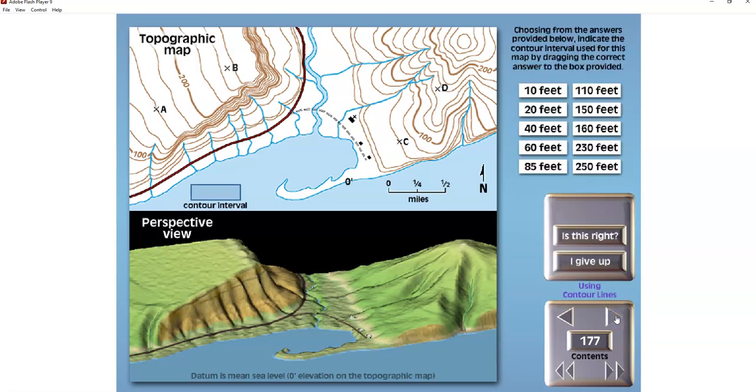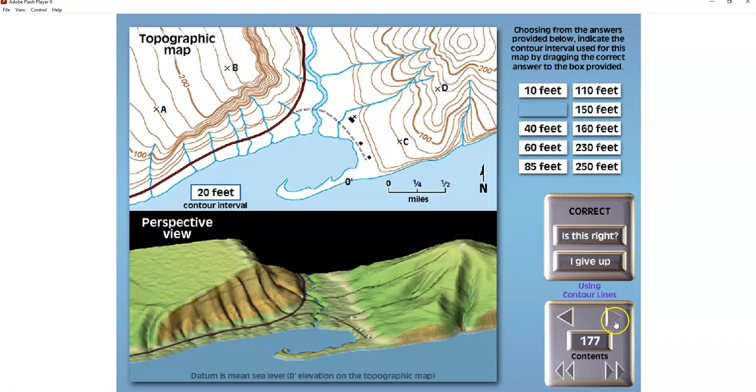Choosing from the answers provided below, indicate the contour interval used for this map by dragging the correct answer to the box provided. Okay, so let's see. Way over here on the left, this bold index contour line is 100 feet. Then you have 1, 2, 3, 4, and then 200 feet. So you could try tens: 100, 110, 120, 130, 140, 150, doesn't work. Then go to 20: 100, 120, 140, 160, 180, 200. That works. So I'm counting by 20s. I'm just going to drag this 20 over here, and click, is this right?